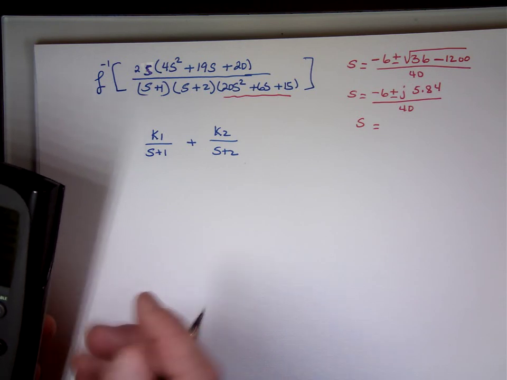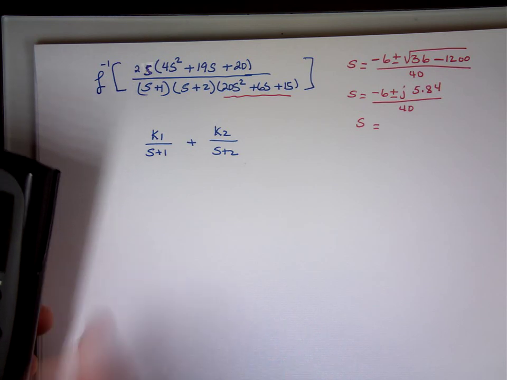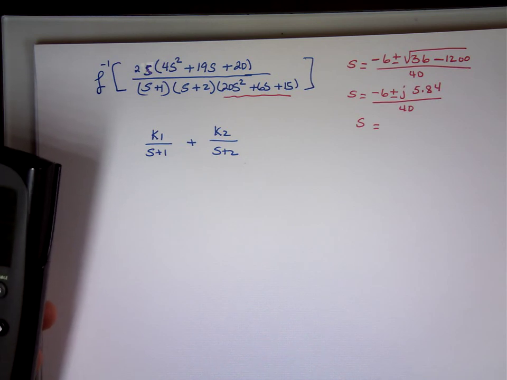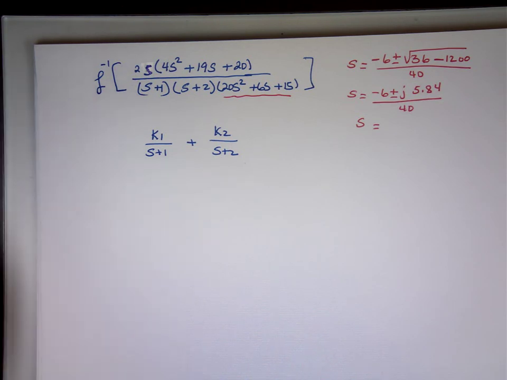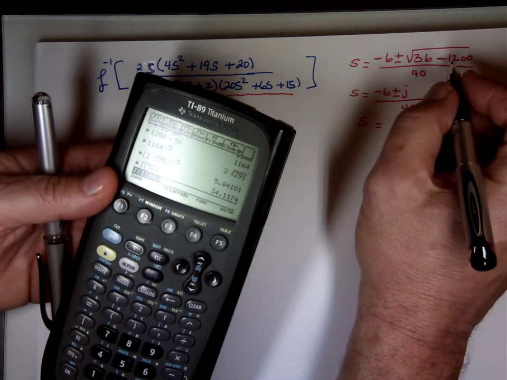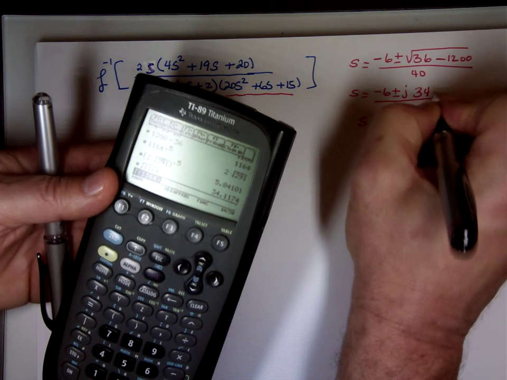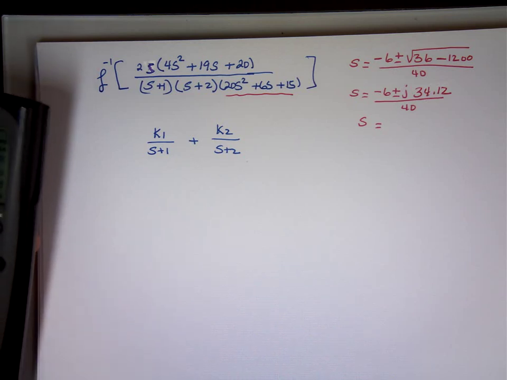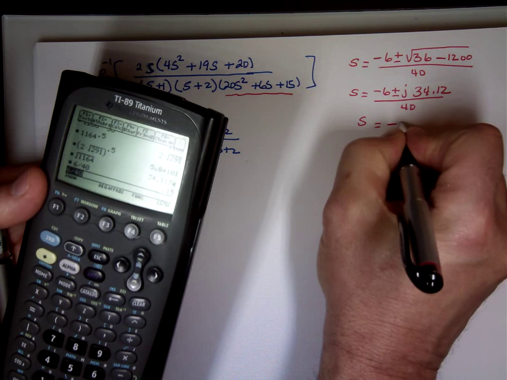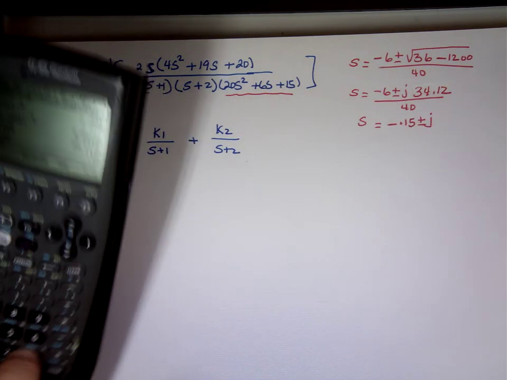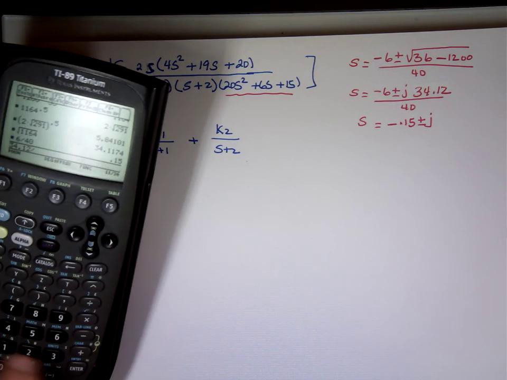Let me try it again. The square root of 1164, it doesn't even sound right. I probably did the square root of the square root. 34.1, yeah, that makes sense. That's 34.12. So you divide it by negative 40. 6 divided by 40 is 0.15. So negative 0.15 plus or minus j 34.12 divided by 40, 0.853.